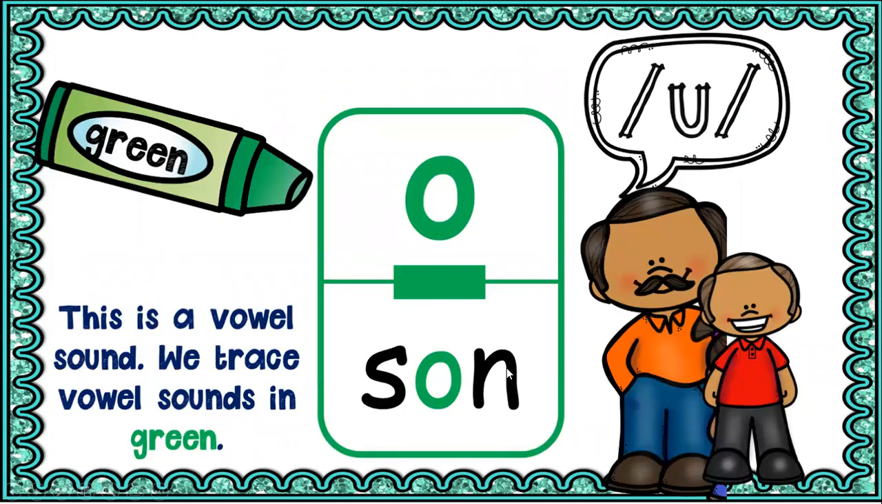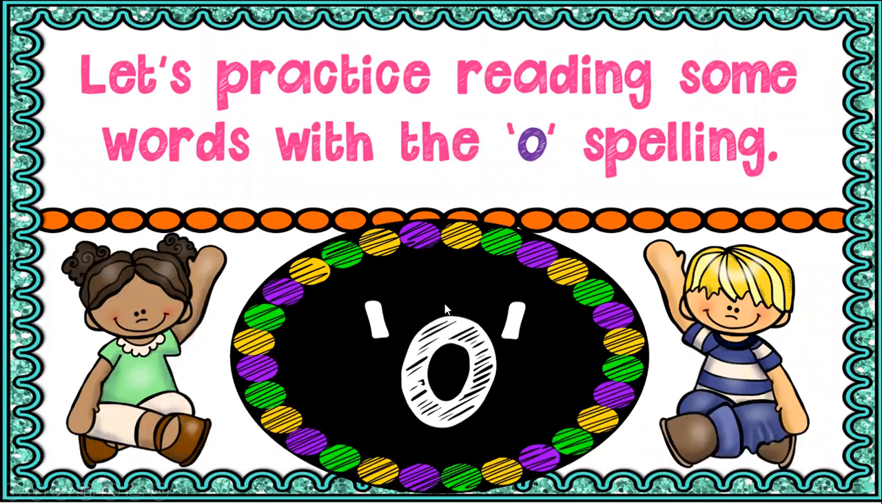Now the vowel sound in this word is sun. Your O here is making that sound. Now your O is going to be in the middle of a word, which is very similar to the other sounds that O makes that we have looked at. Let's practice reading some words with the O spelling.